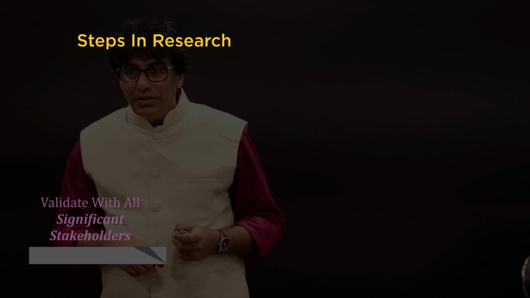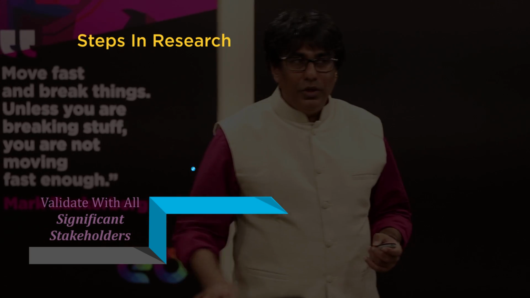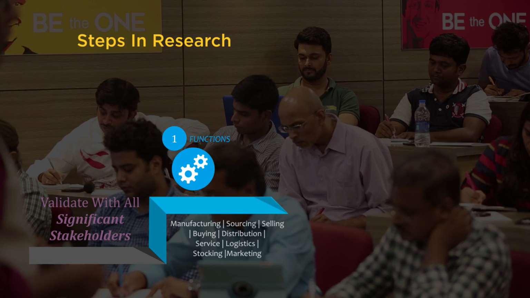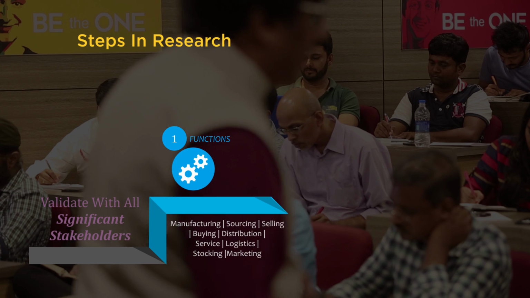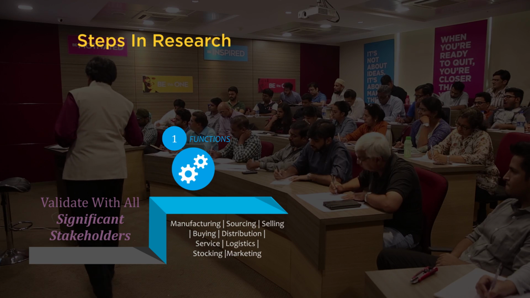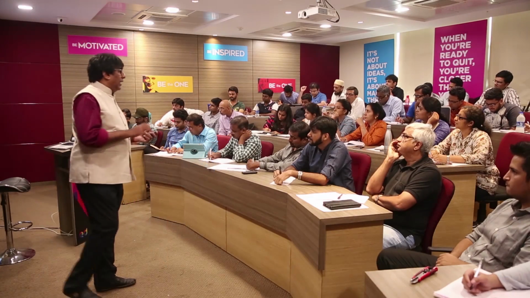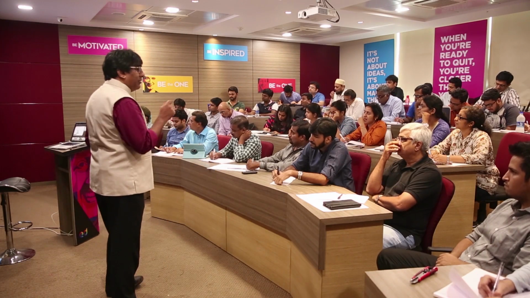These are the steps. What would you be researching? First, the functions. You go and research various functions. In your business, perhaps you may need to manufacture some product, or source or find some vendor for your startup. You may need to do selling, buying, distribution, services, logistics. So many different functions. You remember in the BMC we did key activities, right? These are the key activities, the areas which you need to research.